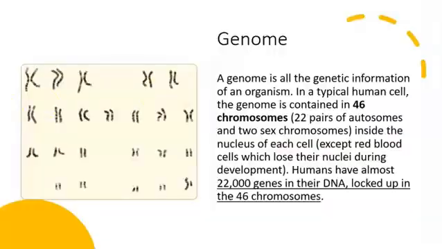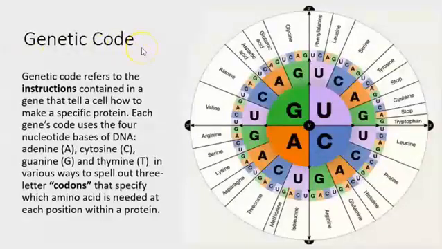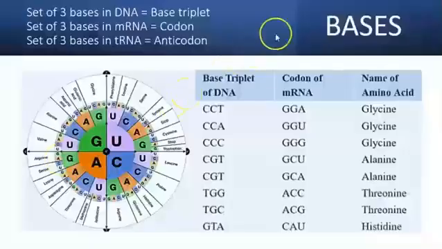So let's scroll down. The genetic code. The genetic code is the way you read the genome. For example, a set of three bases, UAG, is a codon. Bases, a set of three of them. You can also have it as base triplet, or codon, to make amino acids.